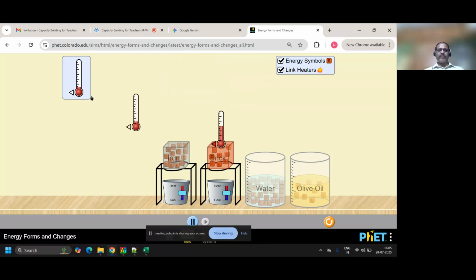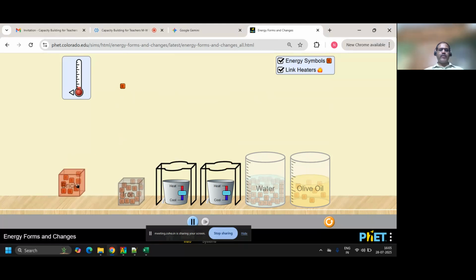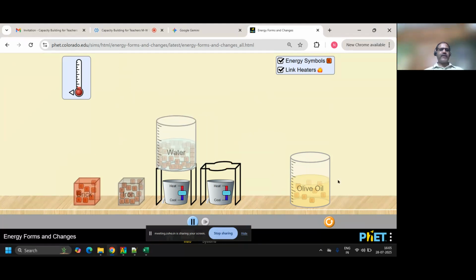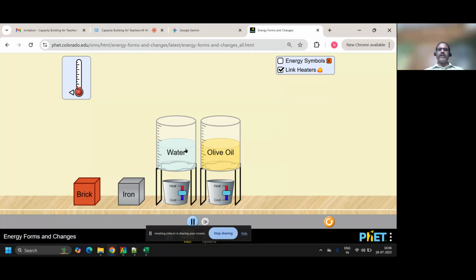Now let me do one thing. I am putting them back and taking it back. Now I am taking water and olive oil. Same way, let us take the thermometers. I am going to heat it once again. Now you can see the temperature increasing, right? When the temperature is increasing, let us watch. Now I'm changing the energy symbols over here.